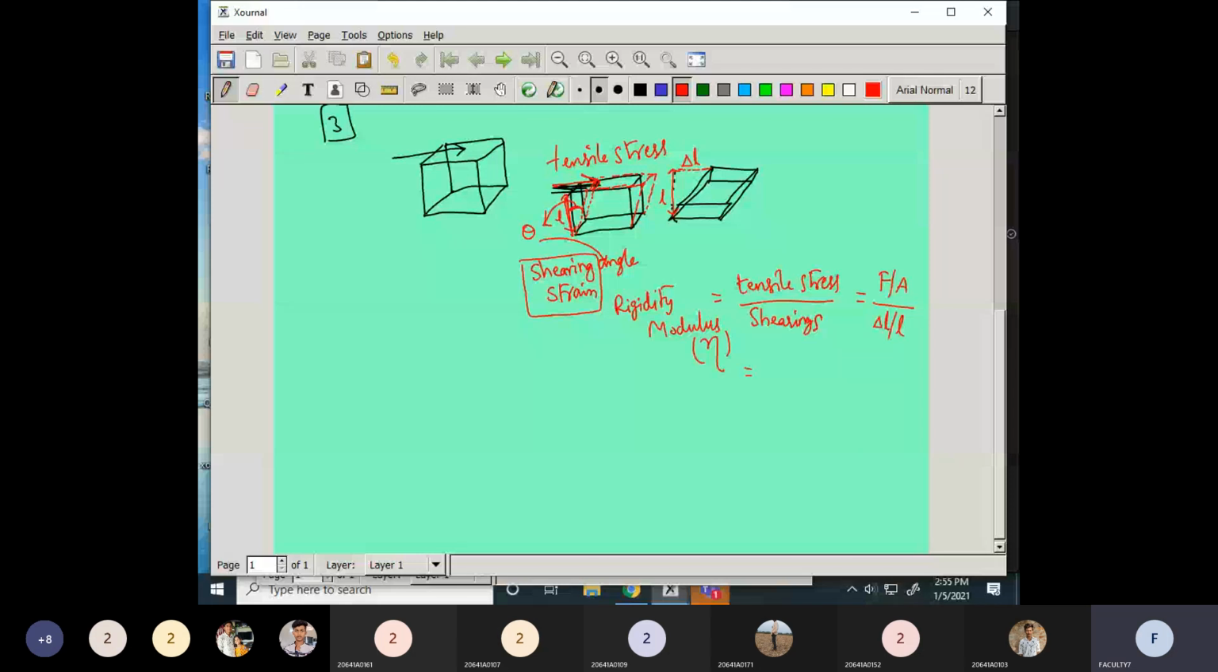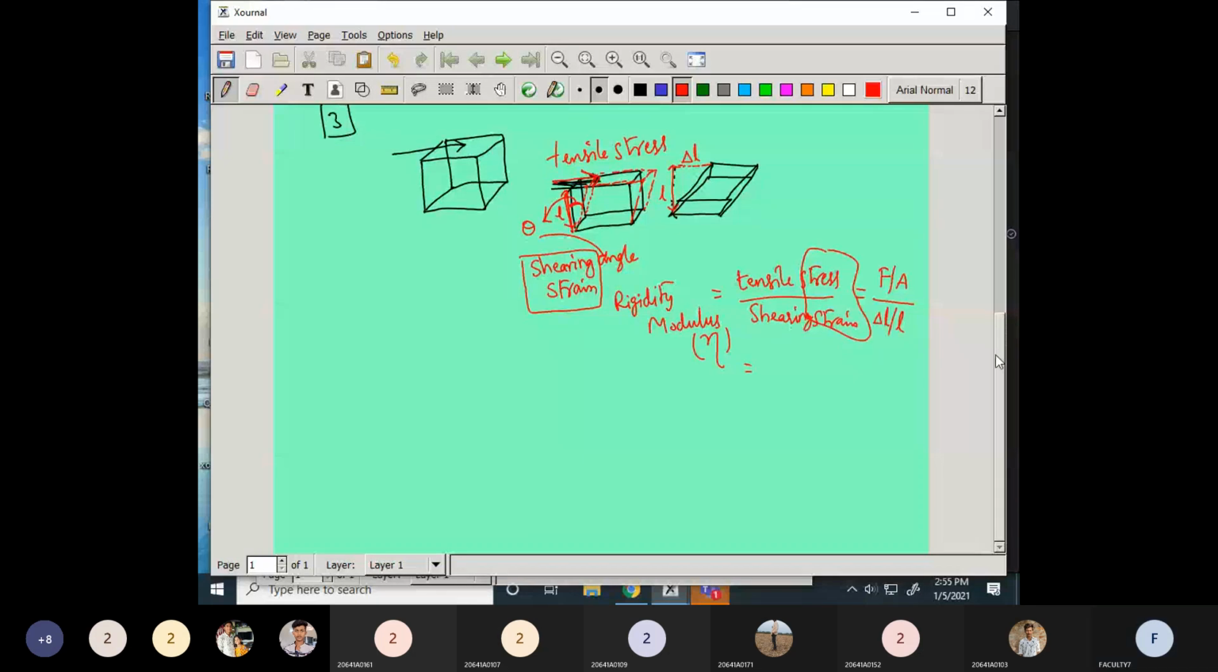So this is strain as it is. We started with stress by strain, so that will remain as it is. So now here this is the expression for the rigidity modulus. Now this particular rigidity modulus, we will do the experimental fact also.